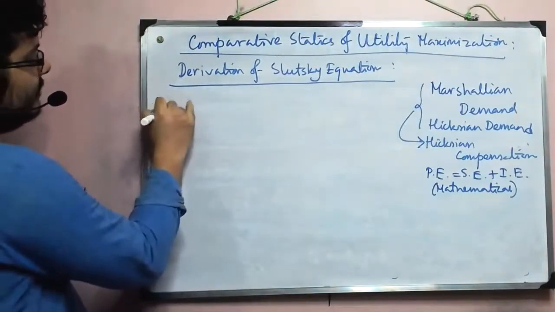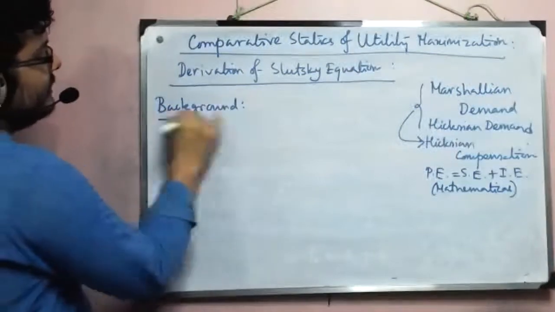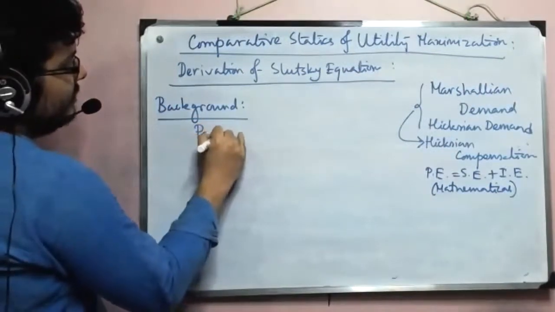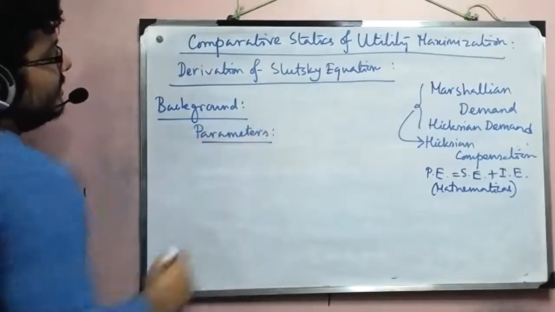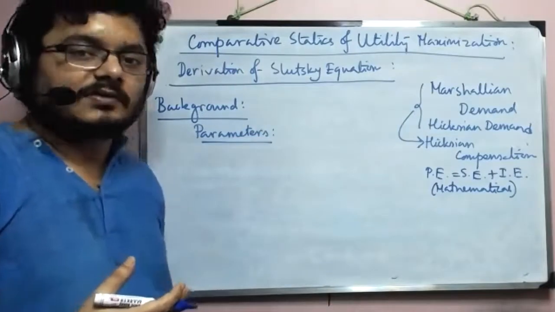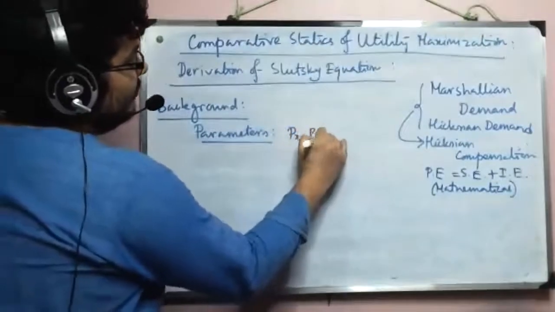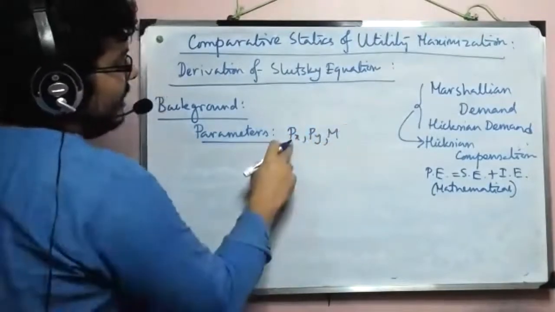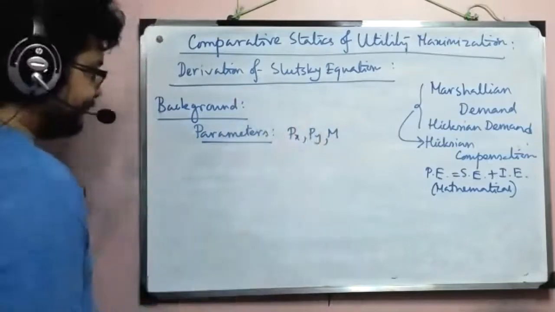So what we have here, first of all, are the parameters. Comparative statics is essentially studying the effects of changing a parameter. That's what we do. So what are the parameters? The parameters are px, py, m. So price with respect to x, with respect to y, and income.